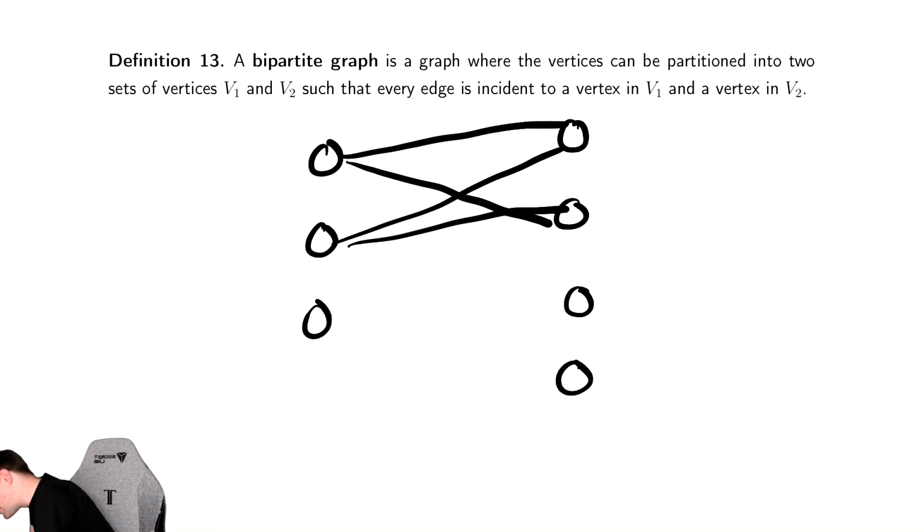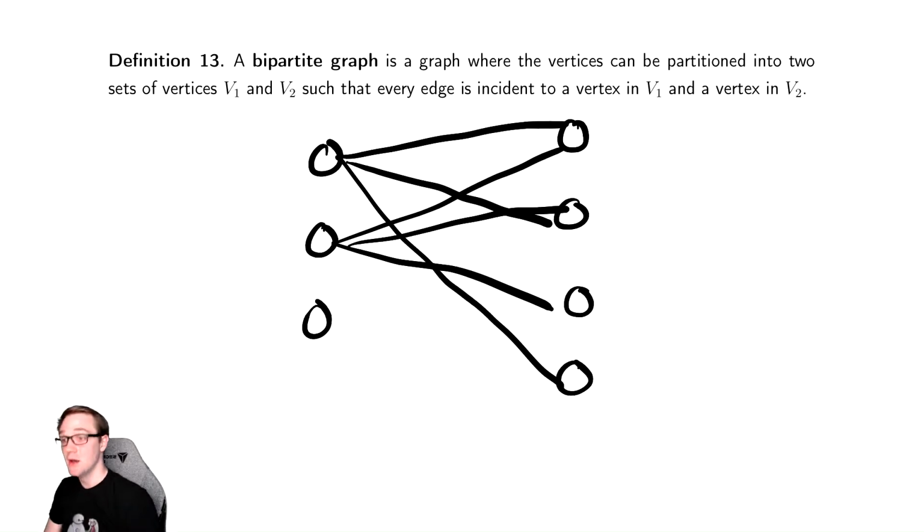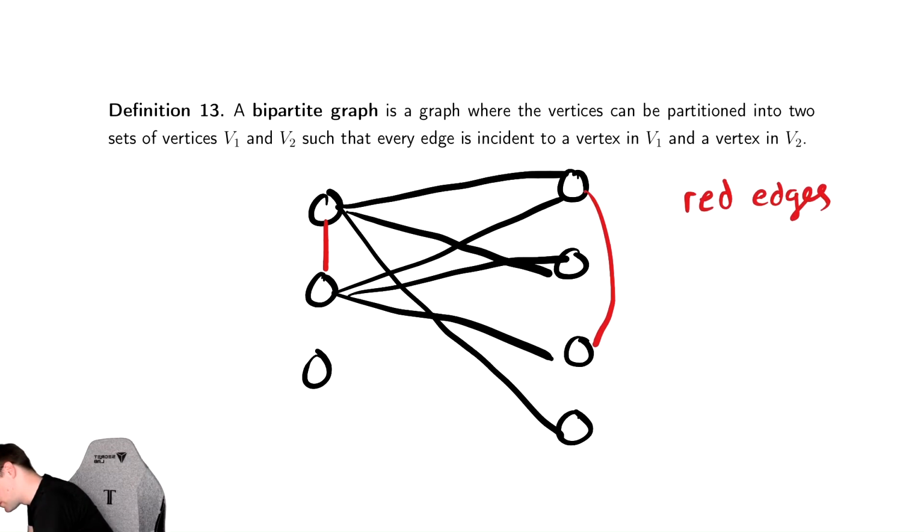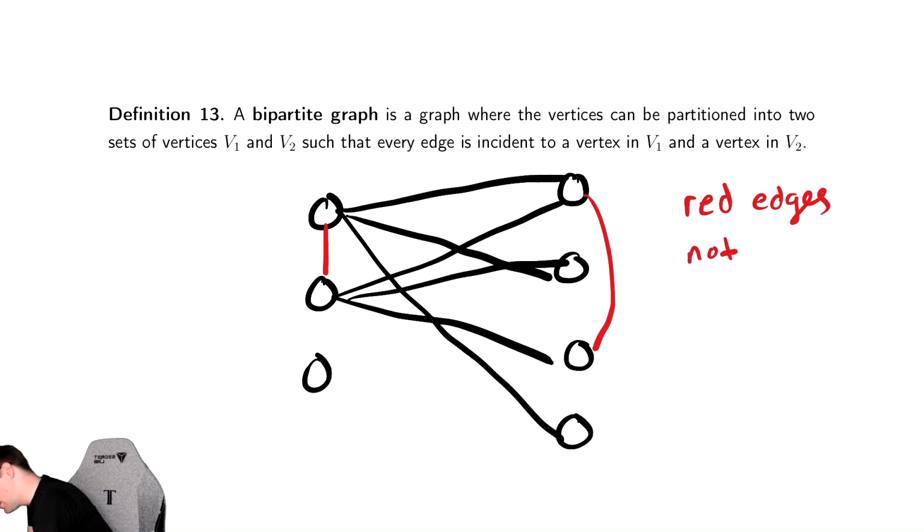You can have a lot of edges that go from left to right, or some vertices that aren't connected at all to anything on the right, but there can be no edges between things on the left and no edges between things on the right. So red edges are not allowed. Not allowed.